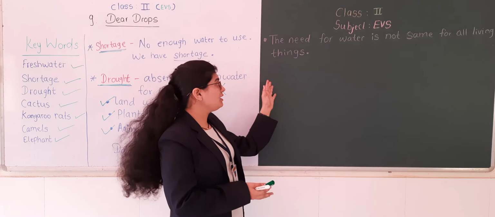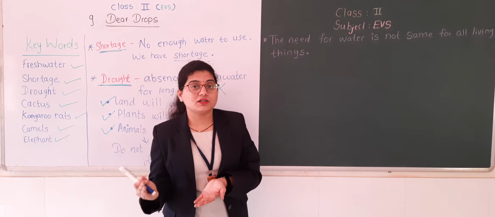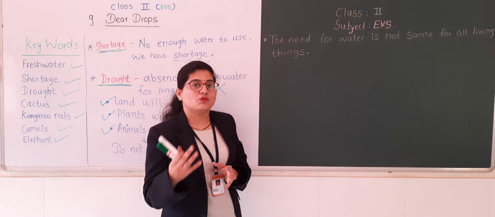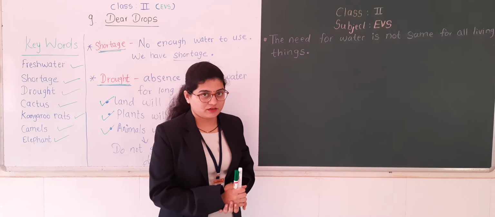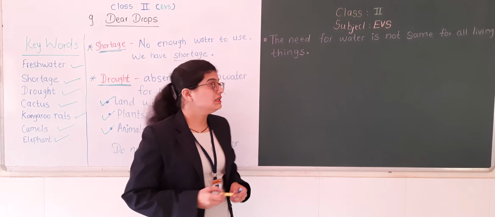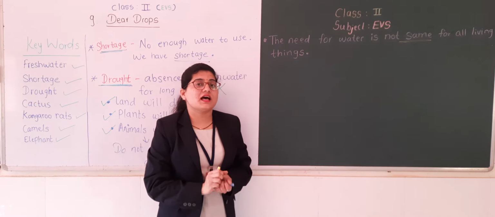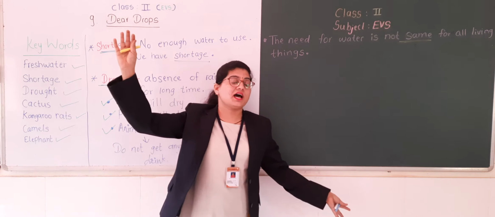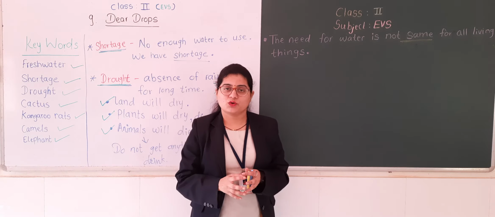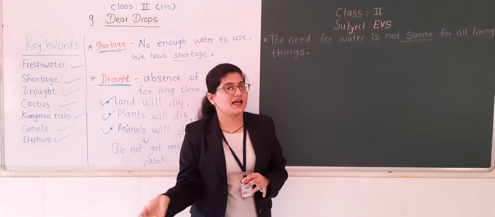This depends on the size of the animal, where they live, and what the climate is at that time. This decides what amount of water the animals will require. All animals do not need the same amount of water. Some animals are small in size and some are big in size, such as the rat and the elephant. The rat is a small animal and the elephant is a big animal.